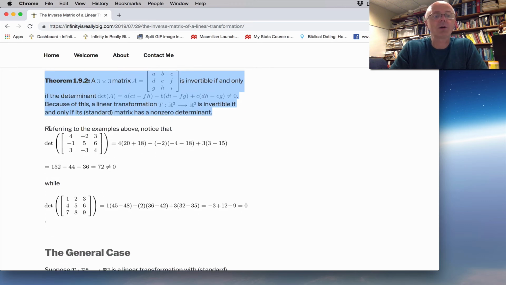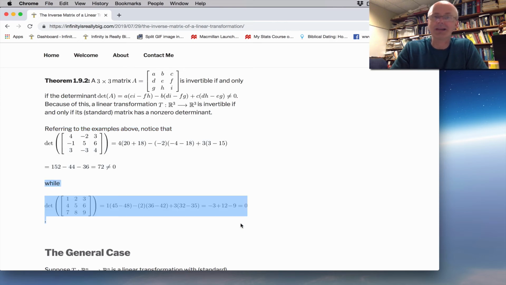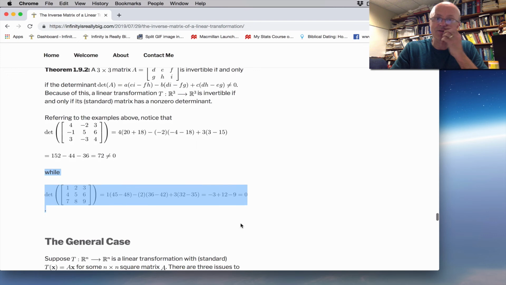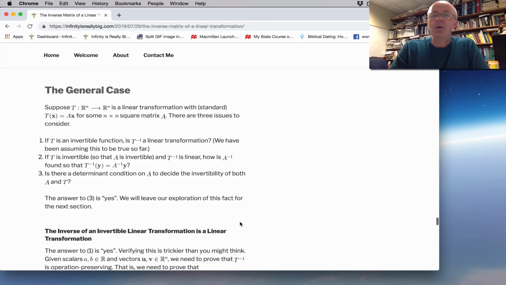In fact, in referring to our examples, for the first example that was invertible, the determinant is non-zero, and the second example, the determinant is 0. Okay, so that confirms, at least for that example, this theorem seems to be the case, but I'm not proving this theorem. All right, what's the general algorithm for finding the inverse matrix?